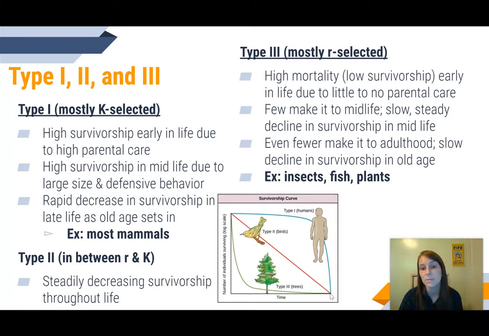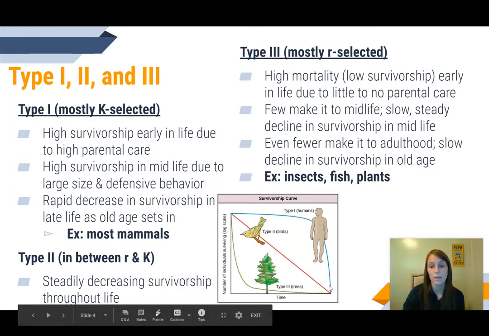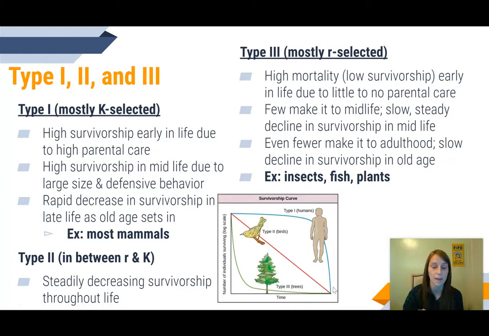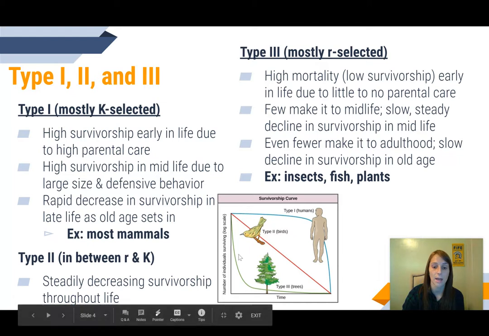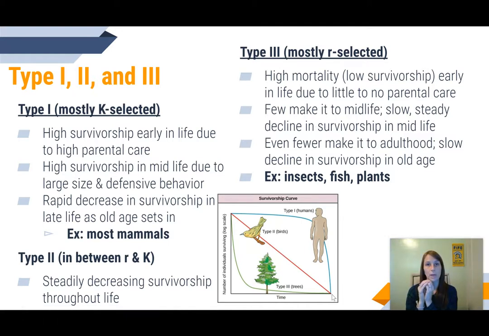So the examples of some of the species that we think of with type 3 here are going to be insects or fish or plants. And a reminder that when we look at this graph, it is not saying that all of these organisms live the same amount of time. We're looking at a proportion: you look at all the ones who were born or created as offspring at the same time, and then we follow that group throughout their whole life. That's where we're going to be seeing this time scale.